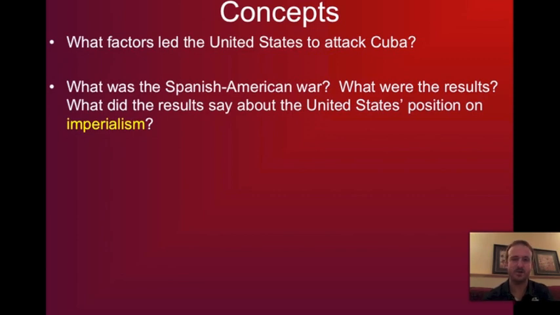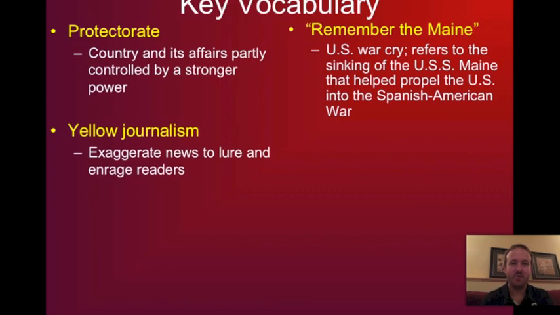So let's get started. The key vocab: protectorate, which is probably the toughest one to understand, so we'll work on that, make sure we have a good understanding of that. Yellow journalism, and remember the Maine.